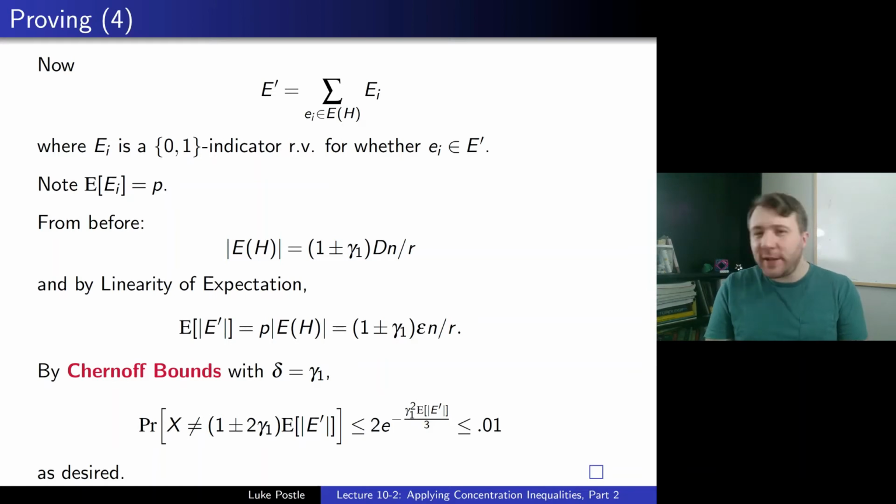So 4 is extremely easy. We really don't have to do anything. It's just Chernoff. It's just the sum of these 0, 1 random variables. So it will be concentrated well around its expectation.